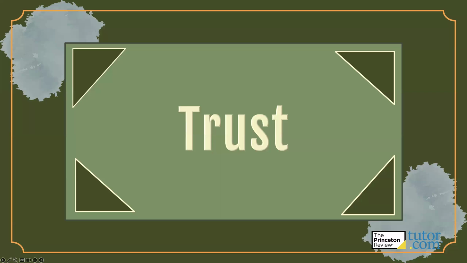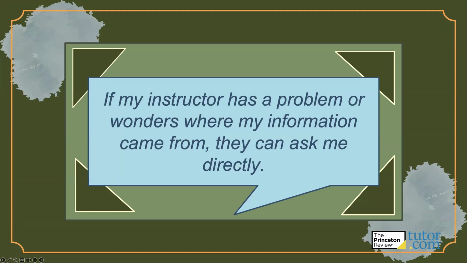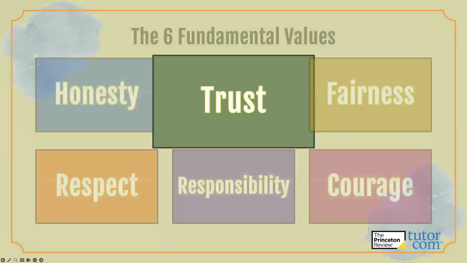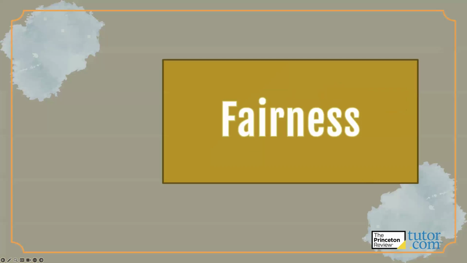When you're working with others, you want them to be able to trust you and you want to be able to trust them. If you've ever worked in a group where you didn't trust the people that you were working with, you know how problematic that can be. The unethical scholar will say something like, if my instructor has a problem or wonders where my information came from, they can just ask me directly, instead of saying, my instructor can trust me that I included all of my sources in my work. And the third fundamental value is fairness.